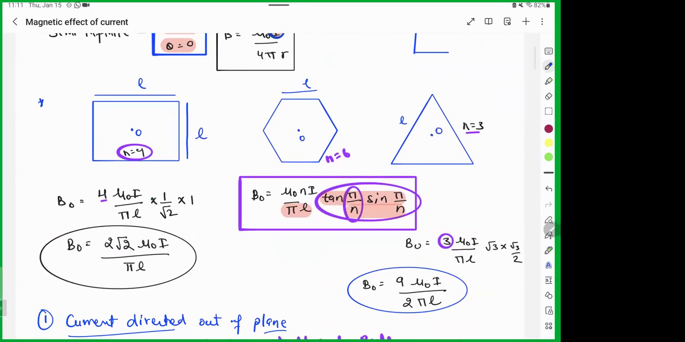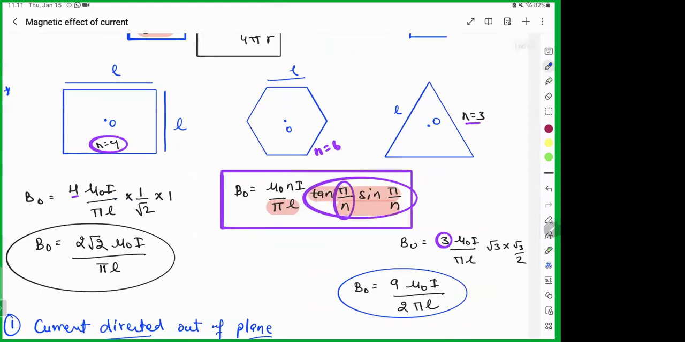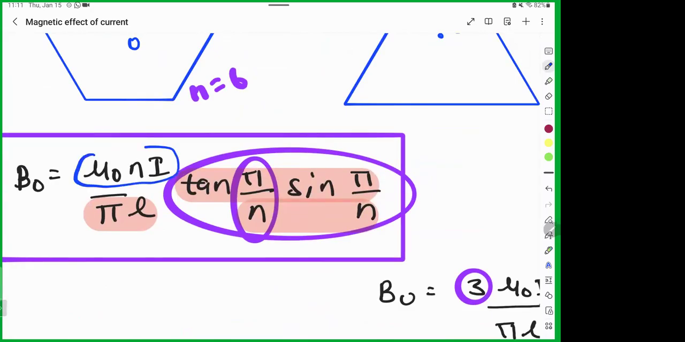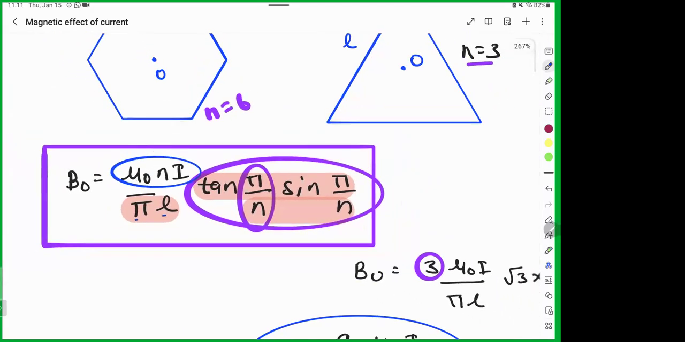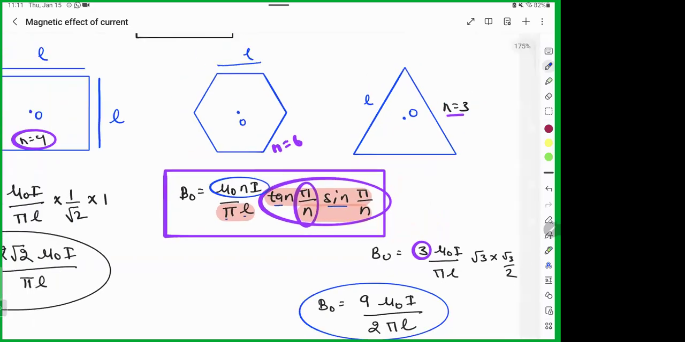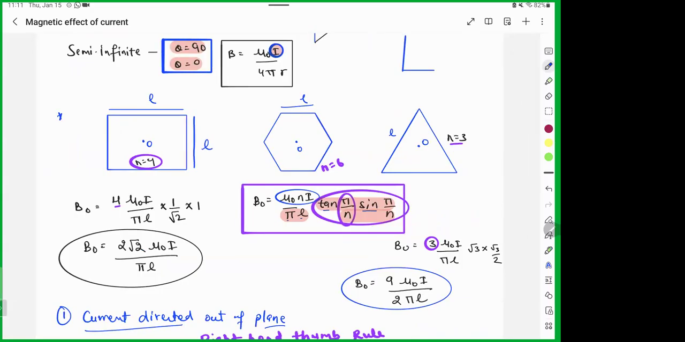Sometimes we have to calculate the magnetic field at the center of different shapes. At the center, it depends upon the number of sides. How many sides do you have? In that case, this is the formula: μ0 n I upon π L, almost more or less the same form, but here you will have tan θ in some form and sin θ, with π by n. Example, in case of a rectangle, how many sides do you have? 4. That's why the n value will be 4.